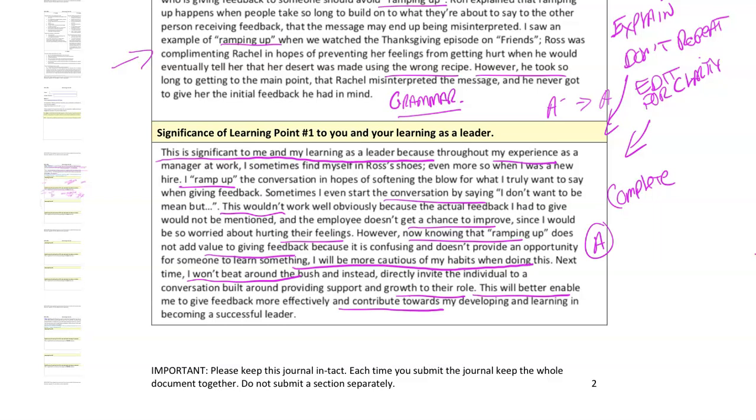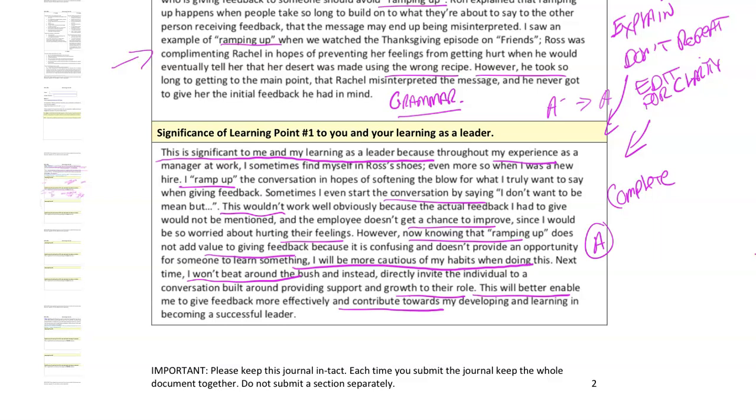Notice the person did not write, I learned all about the good things about giving feedback, and rattle off a bunch of stuff. That's no good. That is C-level work. So focus in on the specific thing that matters to you or what you actually learned, one thing only at a time. Then flesh out its significance to you in the second section.